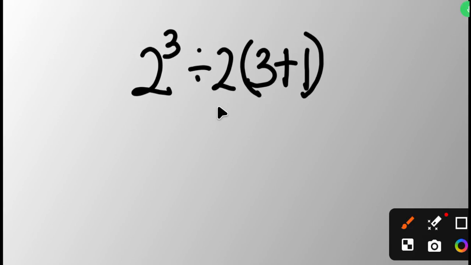Solve this equation together. This equation has many operations: the exponent, division, multiplication, and the parentheses. So this tells us that we have to follow the order of operation called PEMDAS.